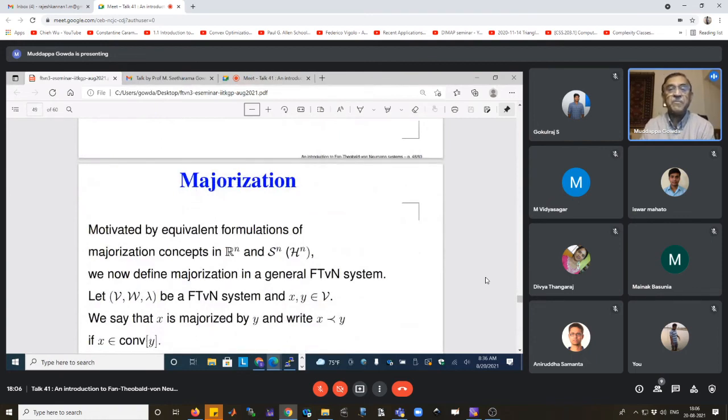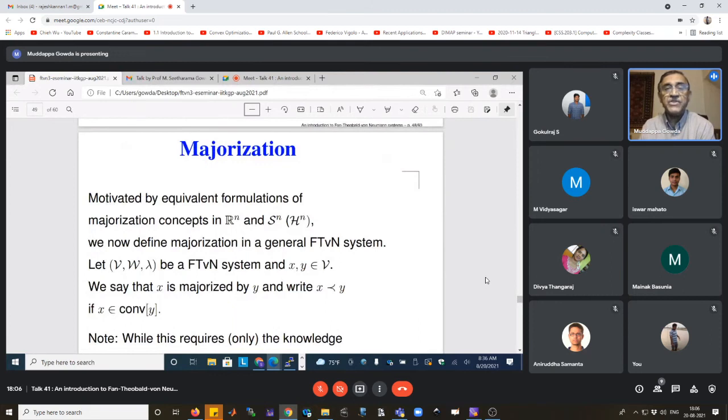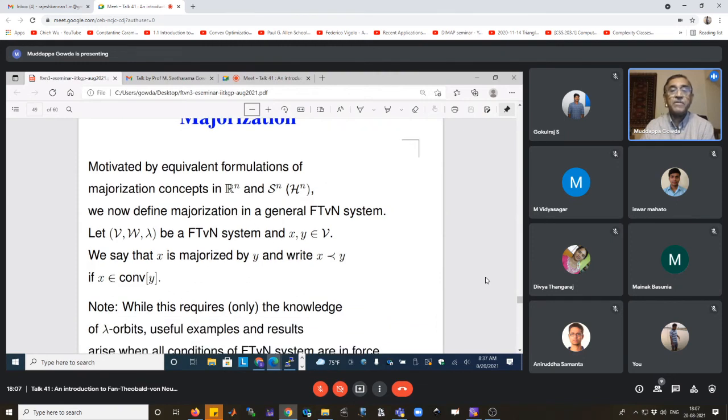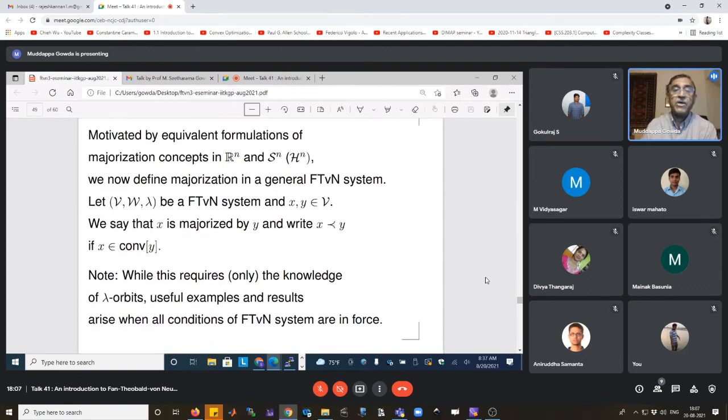Moving on quickly, one can define majorization in an FTVN system by saying that x is majorized by y if x belongs to the convex hull of the lambda orbit of y. Now notice that this requires only the knowledge of lambda orbits. However, when all the conditions of an FTVN system are in force, one could get meaningful examples and results.